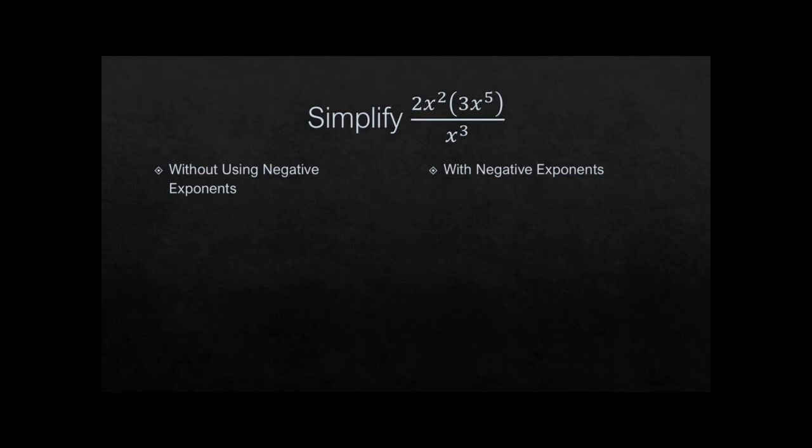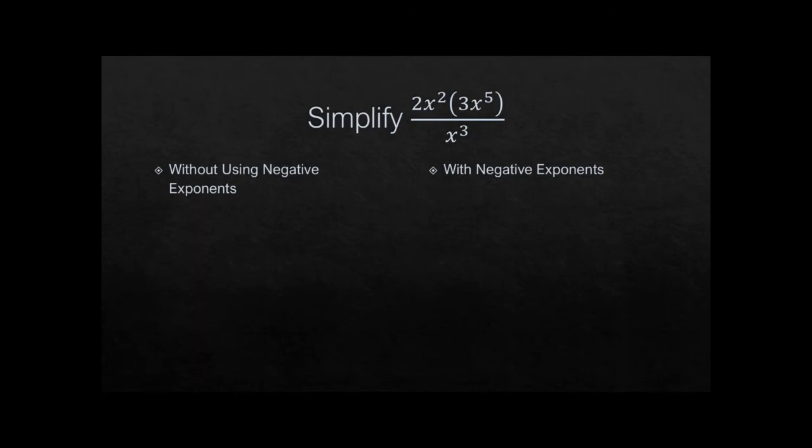So it's just a different technique, basically. And in some cases, you can't avoid negative exponents. That's where, when you simplify, you always end up with a variable in the denominator, that would end up with a negative exponent. But here we have 2x squared times 3x to the 5th over x cubed.